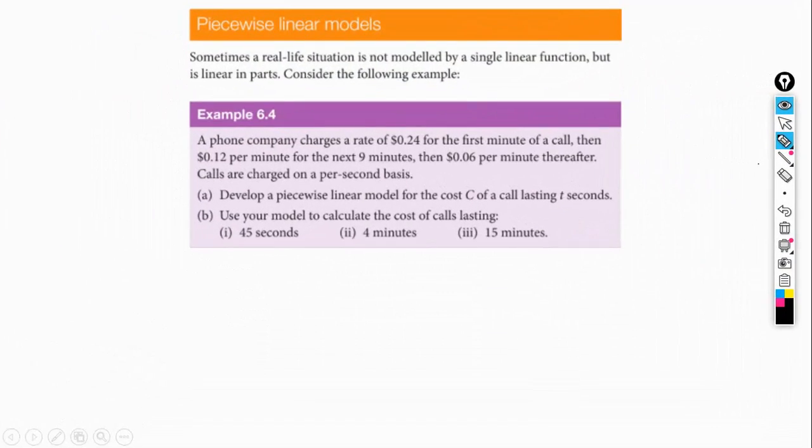So we continue with piecewise linear models. Sometimes a real-life situation is not modeled by a single linear function, but is linear in parts. Consider the following example, and it's example 6.4.